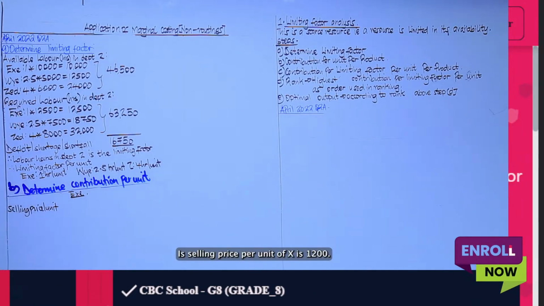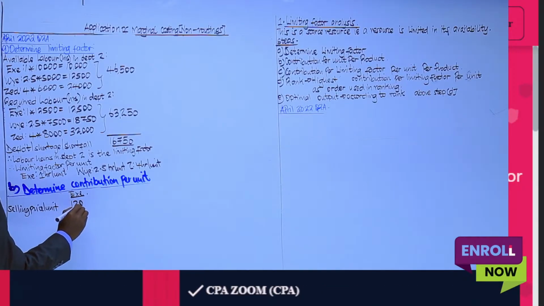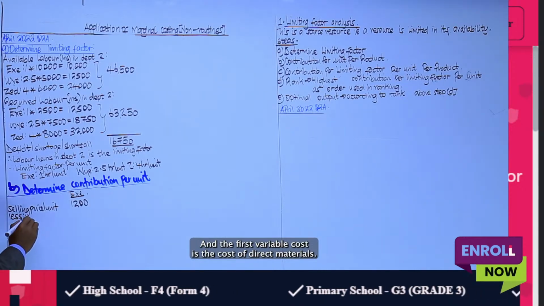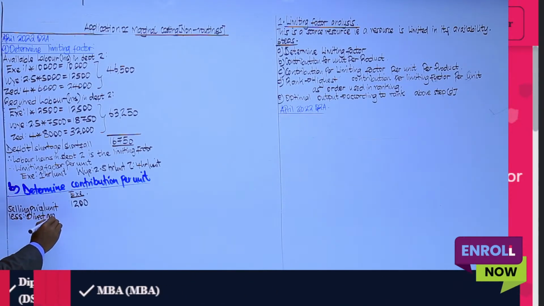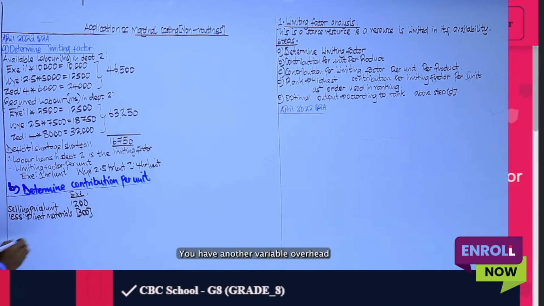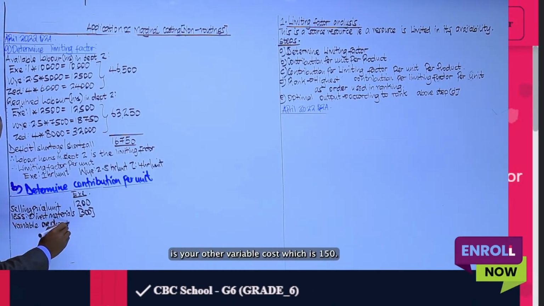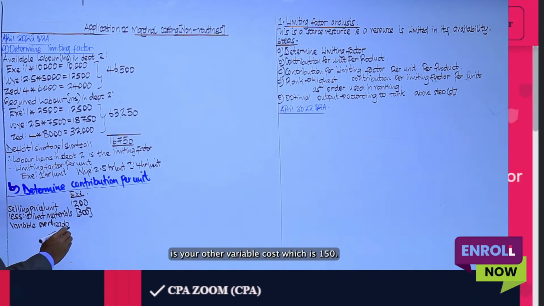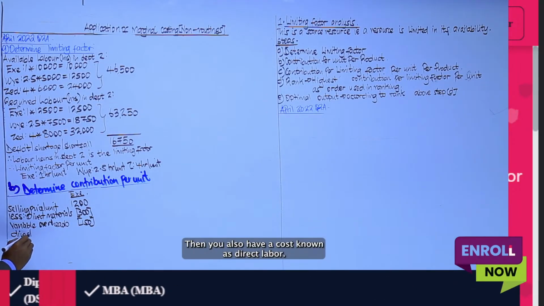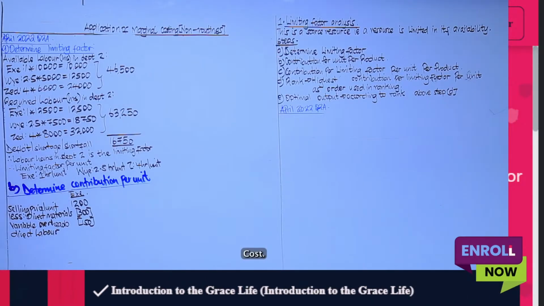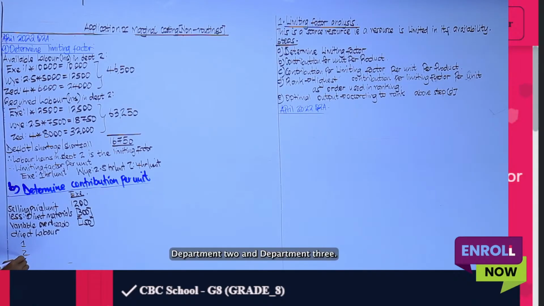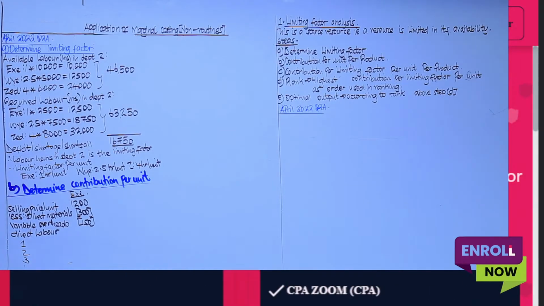Your selling price per unit of X is 1200. You less your variable costs. The first variable cost is the cost of direct materials, and your material cost is 300. Another variable overhead cost is 150. Then you also have a cost known as direct labor cost, and your labor cost was in department 1, department 2, and department 3.